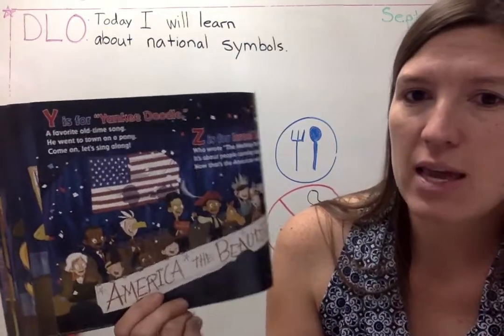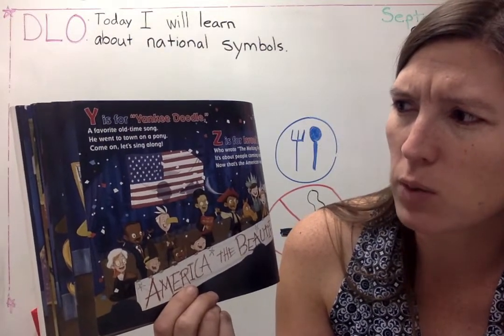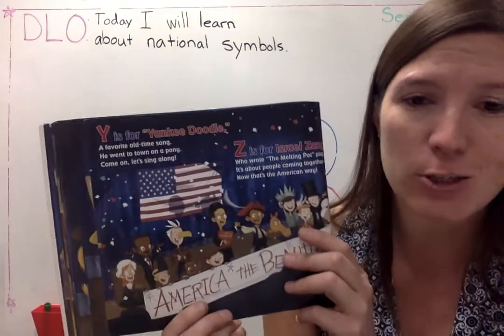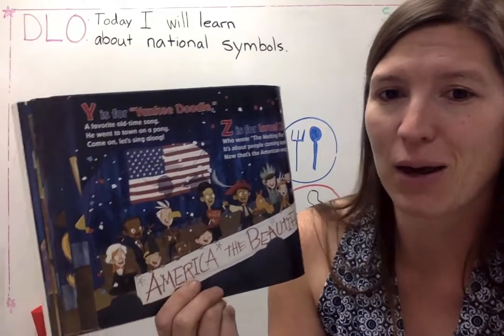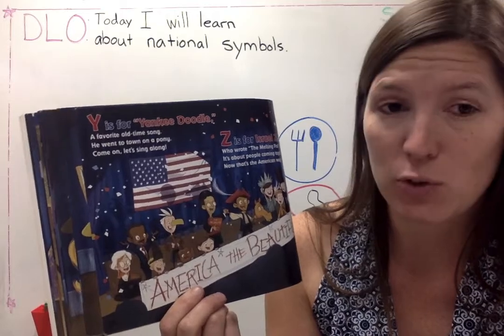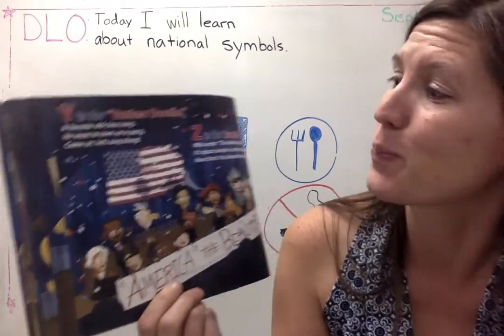Y is for Yankee Doodle, a favorite old-time song. He went to town on a pony. Come on, let's sing along. So if you ever heard the song, Yankee Doodle went to town riding on a pony, stuck a feather in his hat and called it macaroni. The tune was from the Revolutionary War, and it brought up spirits for soldiers.